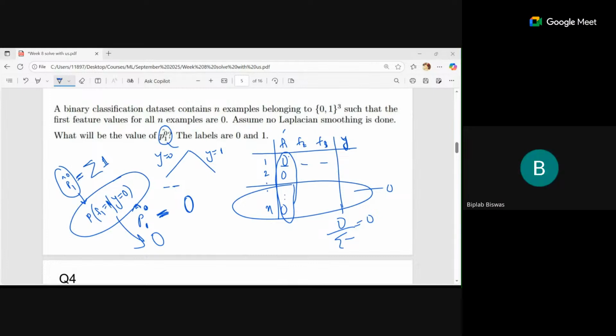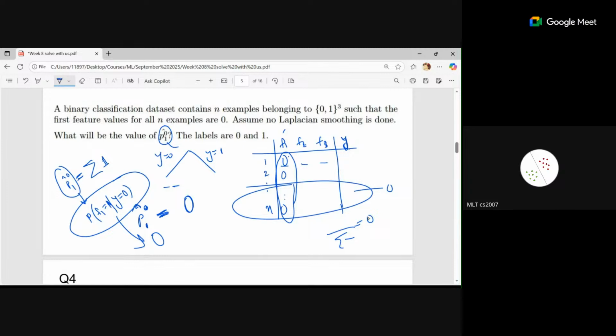Ma'am, how does it differ if the Laplacian smoothing was applied? So what do we do in Laplacian smoothing? Can you tell me? You would have seen this in the lecture. We'll have to add a case basically. We'll add some pseudo examples.